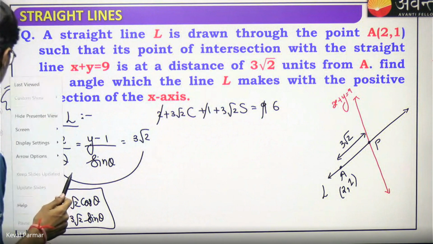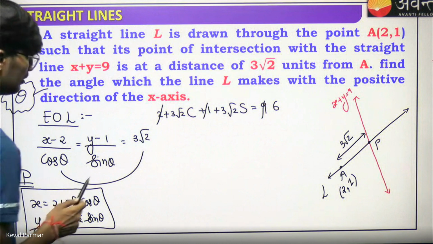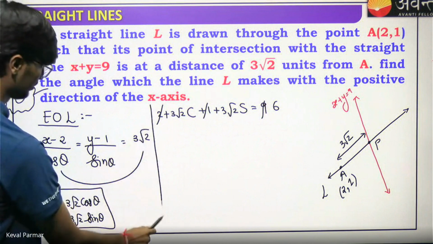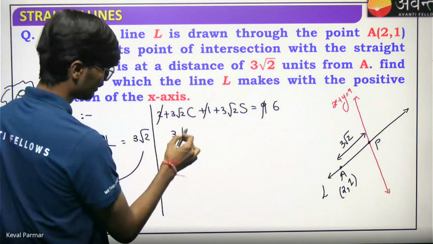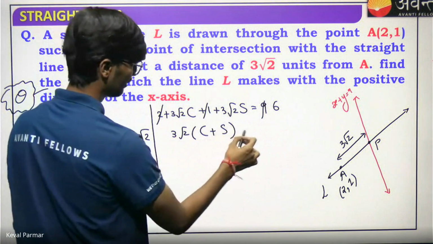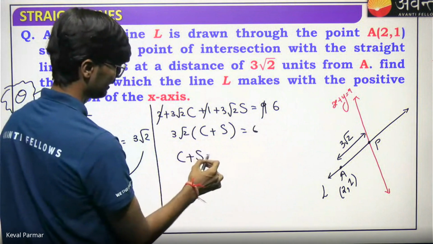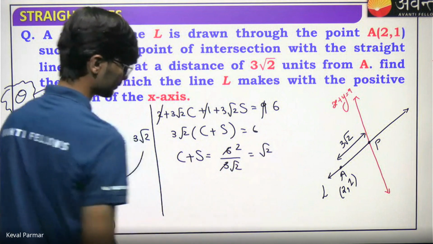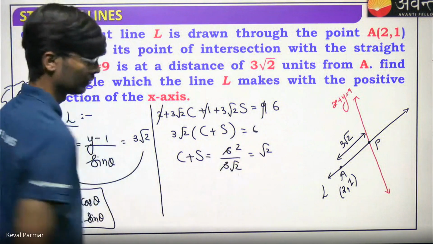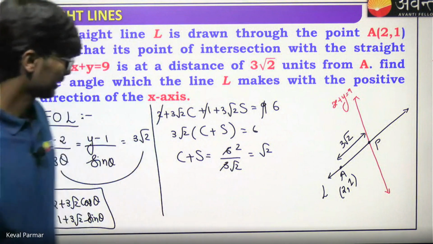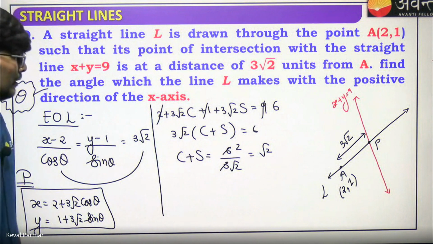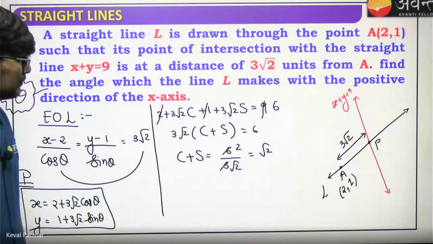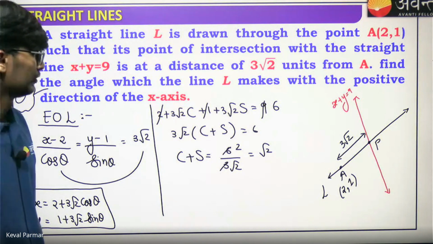I didn't cancel anything here, right? Yeah. So I can take 3 root 2 common. Cos theta plus sin theta equals 6. So cos theta plus sin theta equals 6 upon 3 root 2, which is equal to root 2. Right, now 2 upon root 2 is root 2. Correct, guys? I hope I have not made a calculation mistake. So cos theta plus sin theta equals root 2.